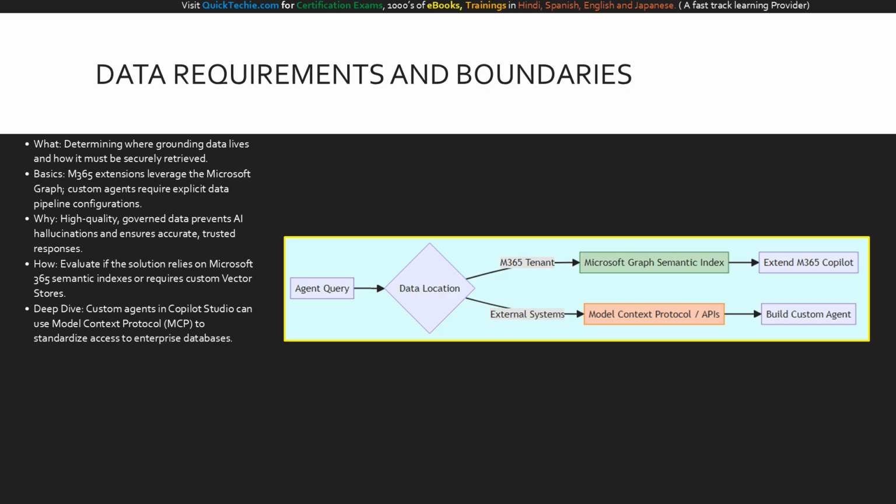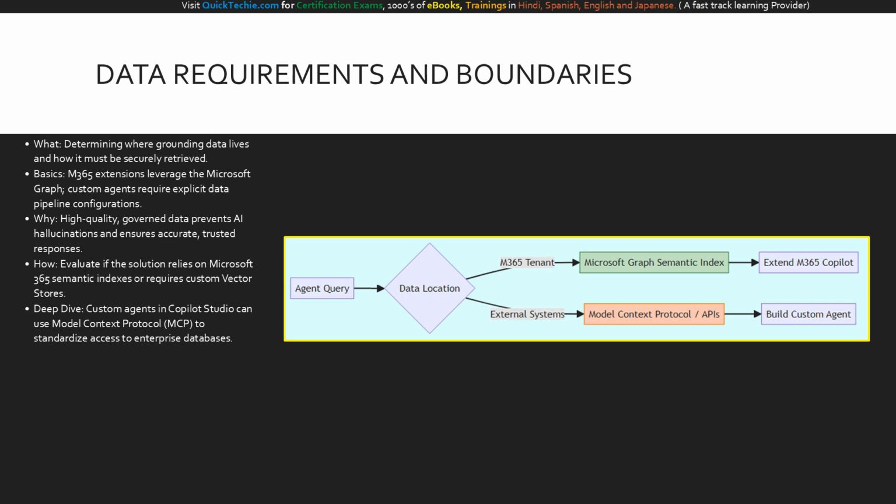An agent query is initiated on the left. The immediate architectural question is the data location. If the data lives within the Microsoft 365 tenants such as SharePoint sites, OneDrive files, or Exchange emails, the query routes upward to the Microsoft Graph Semantic Index. Because this index is already built and secured by Microsoft, the logical design choice is to extend M365 Copilot to leverage it seamlessly. Conversely, if the required data resides in external systems, the query routes downward.